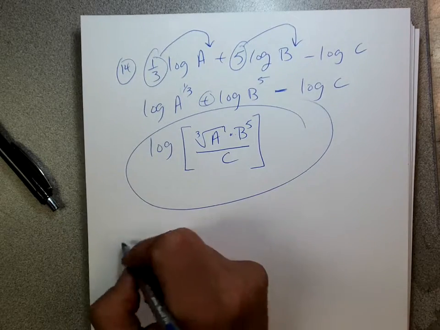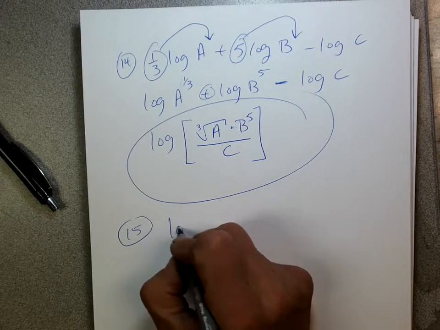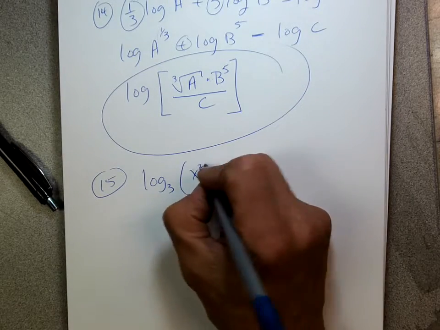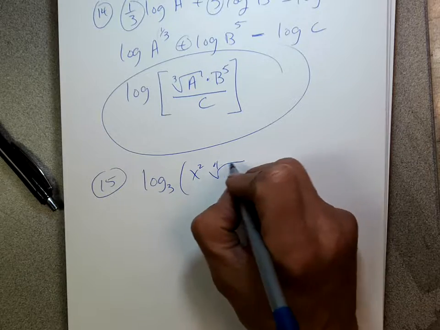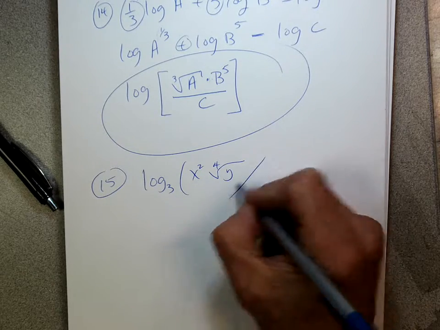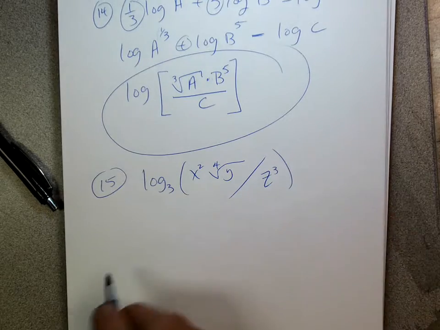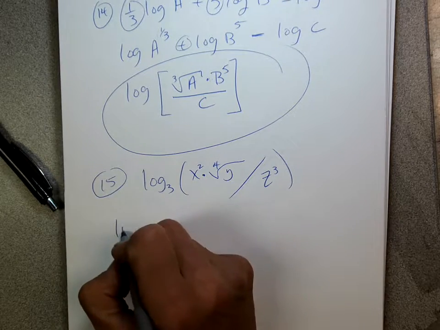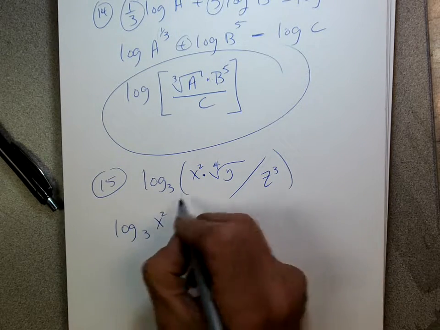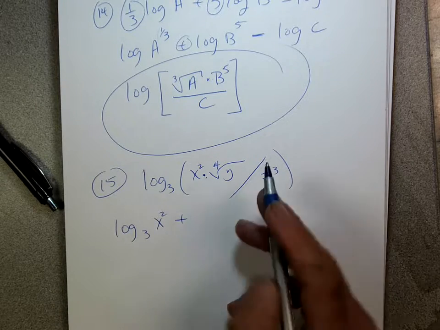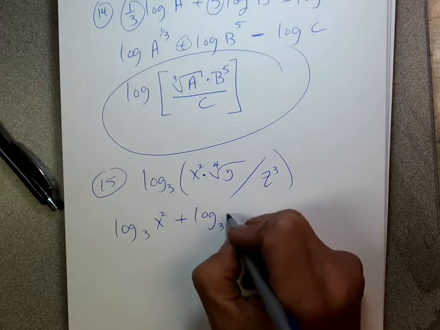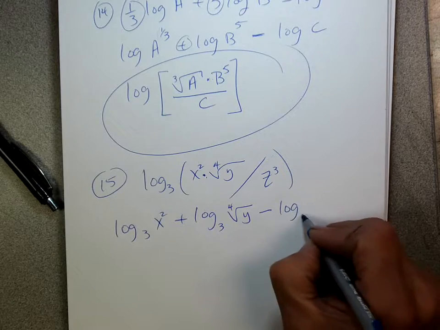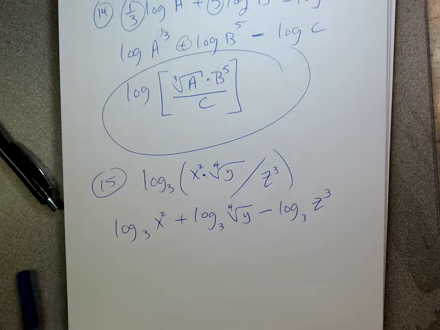Okay, 15, we're going to go just the opposite. We got log base 3 of x squared times the 4th root of y divided by z cubed. All right, so we're going to go times makes plus, divide means minus. Log base 3 of x squared, okay, plus, because the times, plus log base 3 of the 4th root of y, minus because the divide by log base 3 of z cubed. Okay, last thing I'm going to do is float the exponents down.